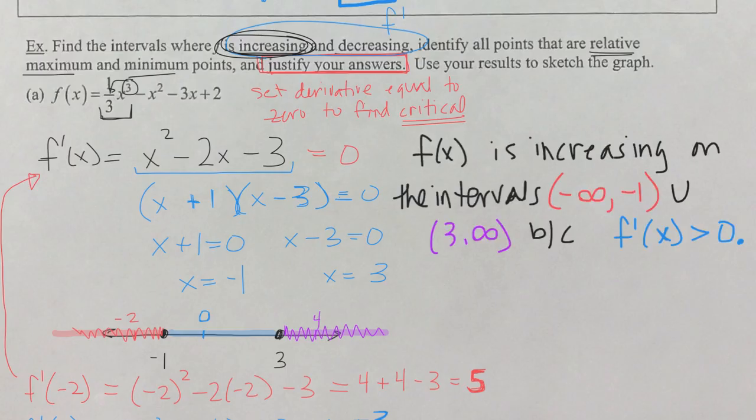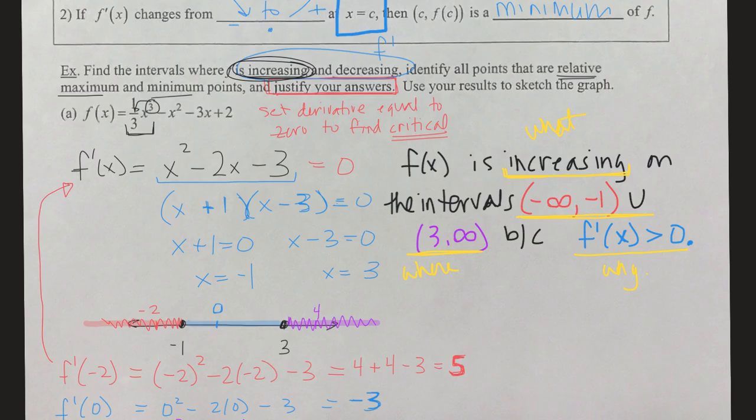So here are our 3 things. We need to answer the question. It's increasing, right? This is the what. What is it doing? Where is it doing it? Between negative infinity and -1, and then again from 3 to infinity. That's the where. And then why? Because our derivative is positive. So each of our answers needs to have those 3 parts: what is the function doing, where is the function doing it, and why is the function doing it? So let's do the same thing for decreasing on its interval. So here are our parts.